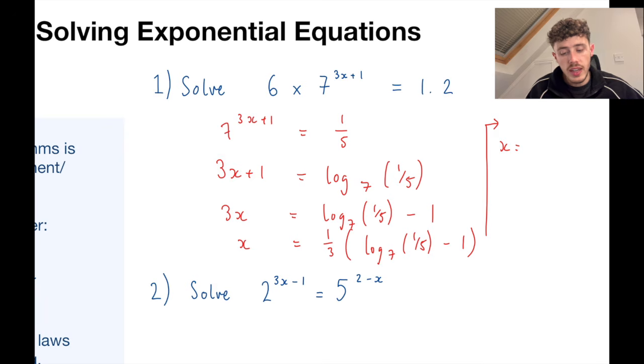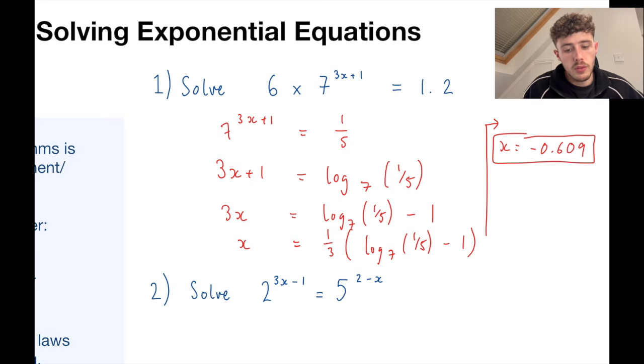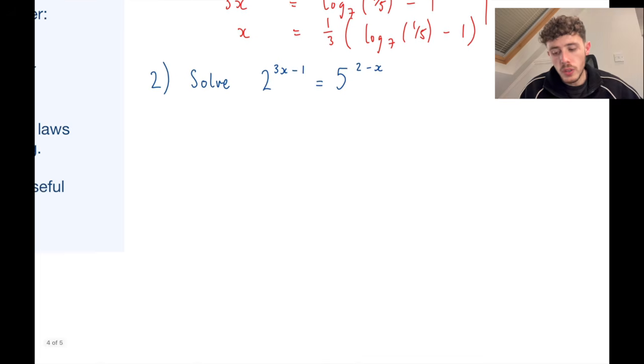Sometimes they might want it in exact form, which is perfectly okay. Sometimes it's a bit cleaner to write it as a decimal or a fraction. And that gives an answer of minus 0.609 if you wanted it as a decimal. Moving on to question number 2.